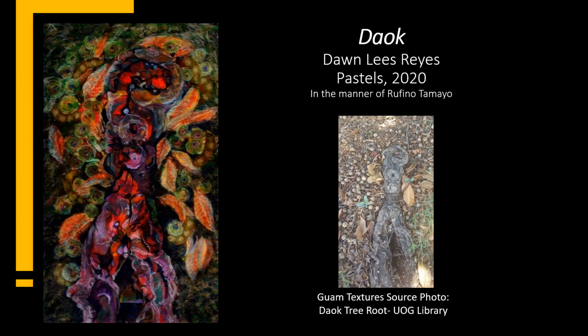While walking my dog at the University of Guam, I came across this amazing daog tree with complex roots pushing up through the earth, looking very strong, yet willing to sit quietly with all the debris dropped from the tree. And I especially liked the very feminine looking figure that appeared in this root grouping that you can see in the source photo. For this piece, I worked with a bright acrylic wash for an underpainting and then used layers and layers of pastels to achieve a dense yet luminous color palette in the manner of Rufino Tamayo. This piece is one of my favorites of the series.